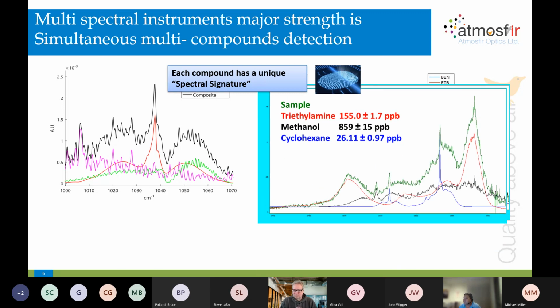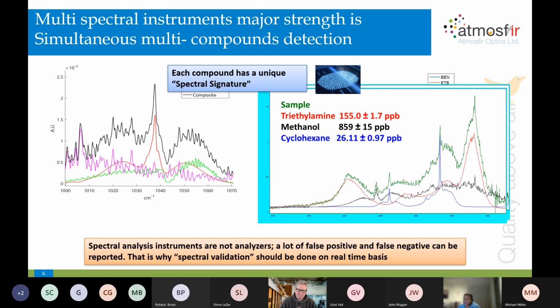But it is also a downside, because we can identify a lot of compounds, a lot of things can go wrong, and we can report a lot of false positives or false negatives if we don't know how to do the analysis correctly, and because we need to automate it, if we don't have a good enough machine to automate it.